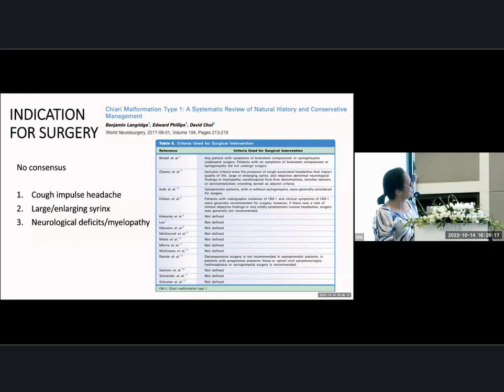Usually the symptoms that would bring me to operate are if there's a significant cough impulse headache that patients cannot function, that it impedes their quality of life. If there's a large or enlarging syrinx, I get very, very nervous. And if there's neurological deficits or myelopathy, obviously. I think if the syrinx is changing, that's certainly something that triggers me to operate.